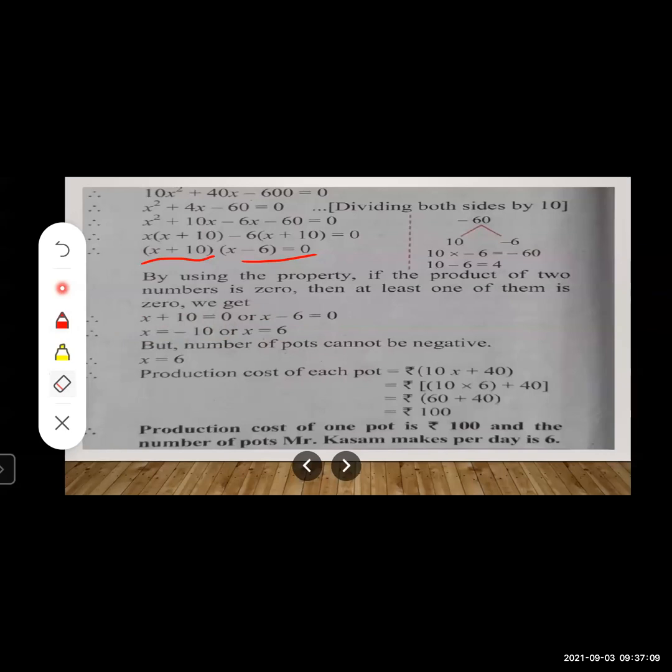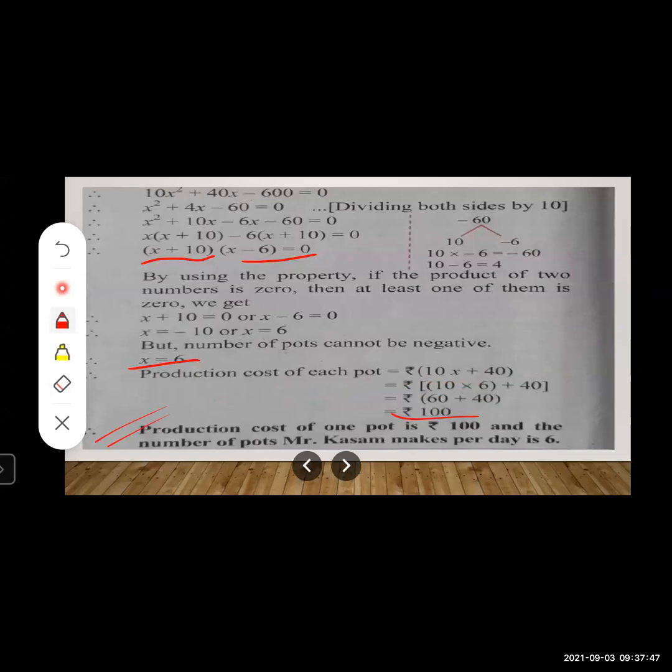What is the number of pots? x is equal to 6. What is the production cost of each pot? 10x plus 40. So let us multiply this. 10x means 10 into 6 plus 40. So further simplification, you will get 10 into 6, 60, plus 40, that is 100. So production cost of each pot is 100, right? So when you simplify this, you will get production cost of each pot is 100. So this is how you will get the last step.